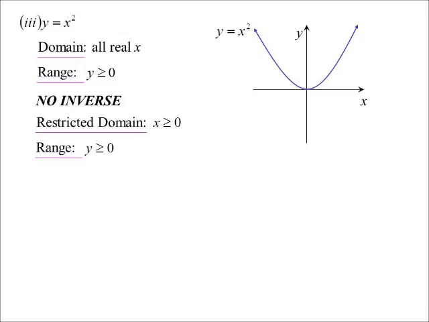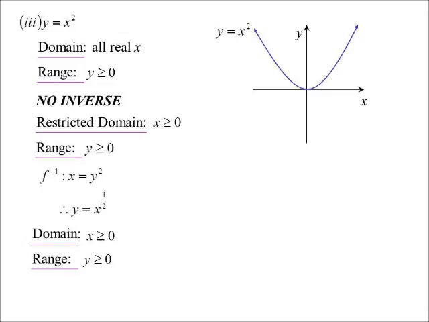I suppose I could have picked x less than or equal to 0, but usually we try and get the positives if we can. So my new function will be y is x to the power of a half, which, of course, is the positive square root, not the negative. Domain is now x greater than or equal to 0, which was the range of the original function. But the range of the inverse is the restricted domain that I chose. So if I was to draw it, it's just the top half of the parabola. So y equals x to the power of a half.